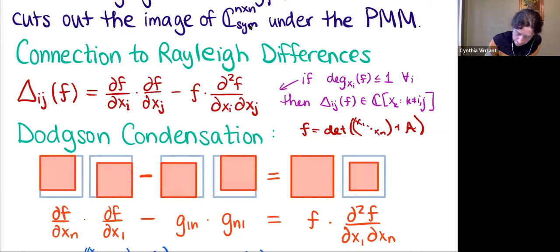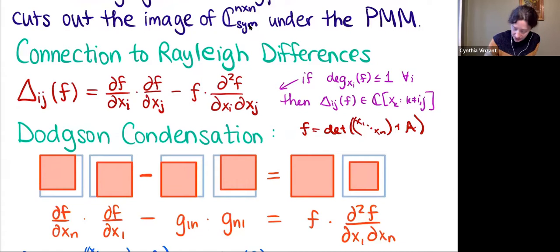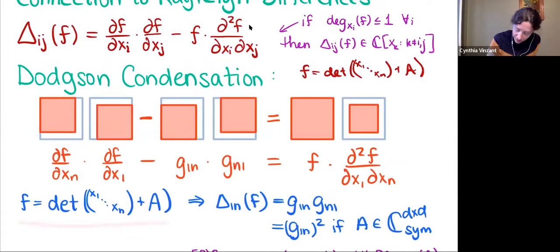In particular, if we rearrange this expression, if we move this to one side and this to the other side, we find an expression for these Rayleigh differences. So if my polynomial f has a representation like this, then its Rayleigh difference can be written as the product of two polynomials coming as n minus 1 by n minus 1 minors of this matrix. In particular, if the matrix is symmetric, then these subdeterminants are going to be the same, and this polynomial has to actually be a square.